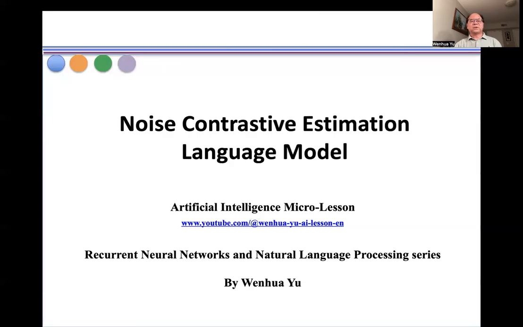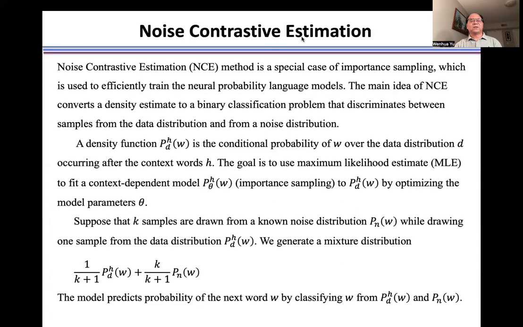This video introduces the noise contrastive estimation language model. The noise contrastive estimation method is a special case of importance sampling, which is used to efficiently train neural probabilistic language models. The main idea of NCE is to convert a density estimate to a binary classification problem that discriminates between samples from the data distribution and from a noise distribution.